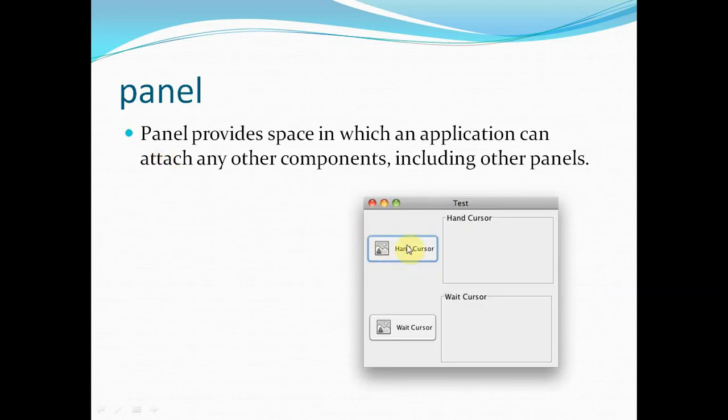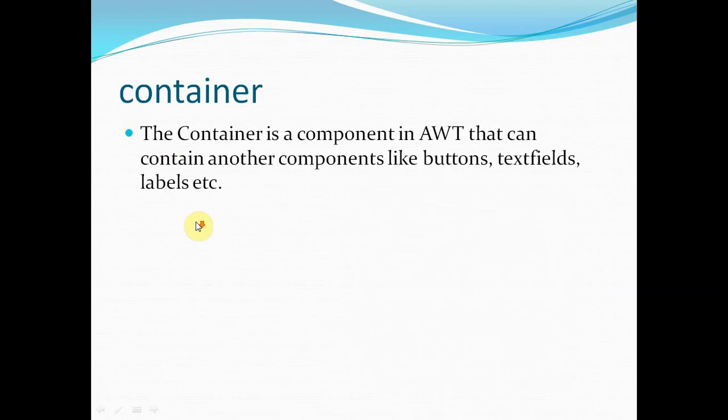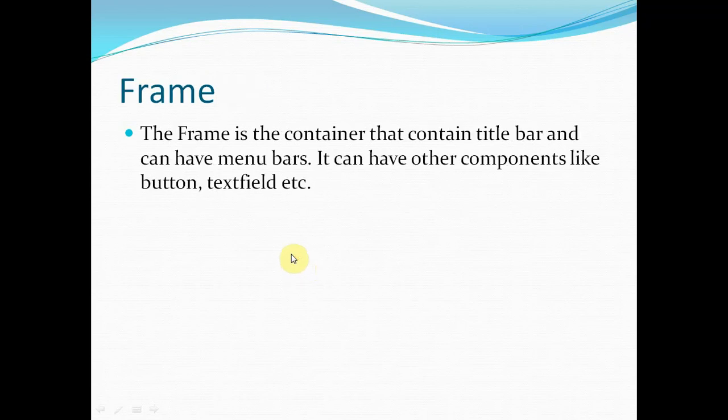Panel we have already seen. That window is divided into some parts, into some small windows. Those are called panels. So container is a component that contains other components like frame, applet, panel. All these are the containers.